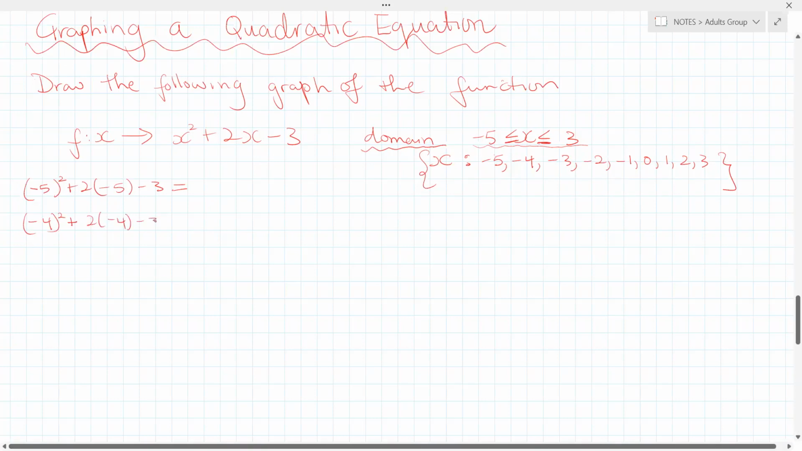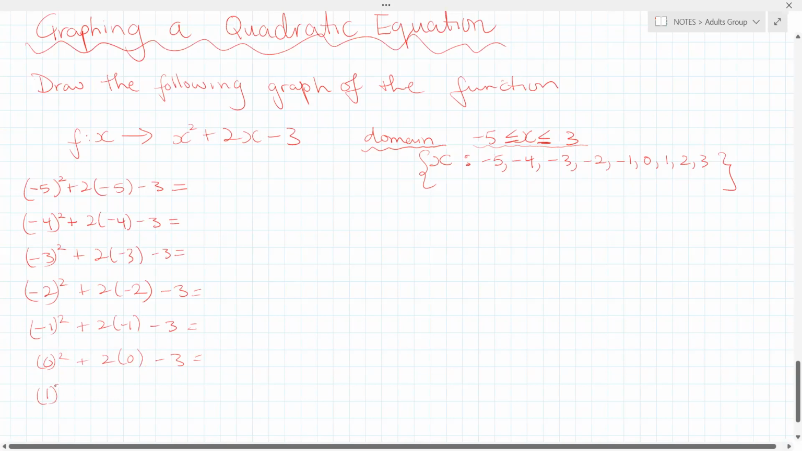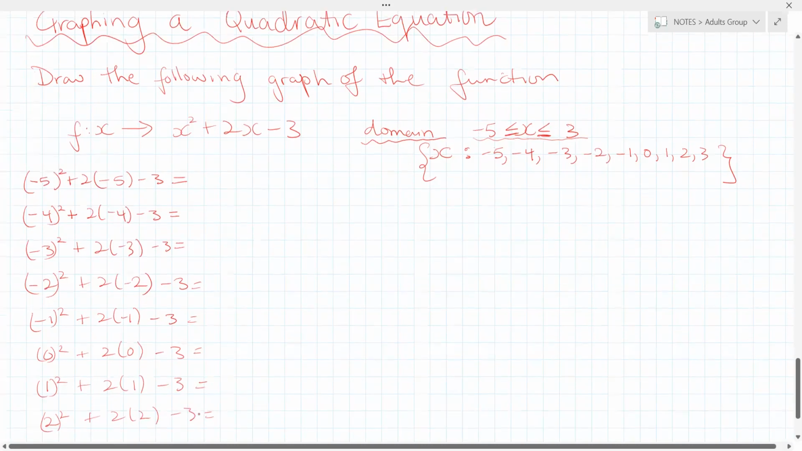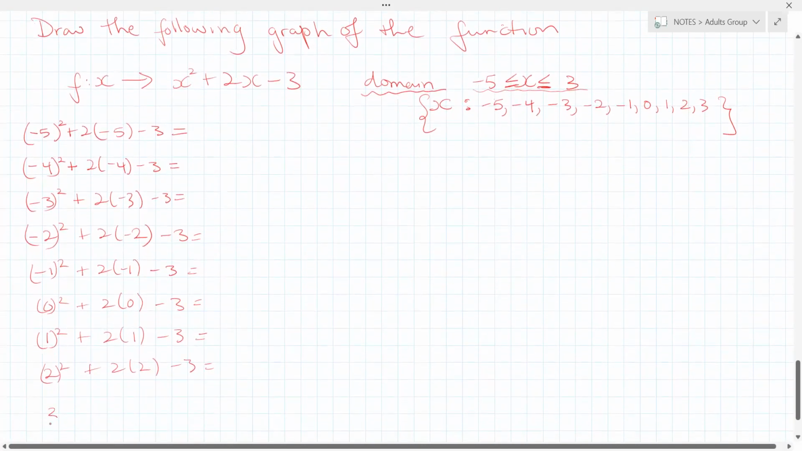2 by -4 minus 3. -3 squared plus 2 by -3 minus 3. -2 squared plus 2 by -2 minus 3. -1 squared plus 2 by -1 minus 3. 0 squared plus 2 by 0 minus 3. 1 squared plus 2 by 1 minus 3. 2 squared plus 2 by 2 minus 3. 3 squared plus 2 by 3 minus 3.